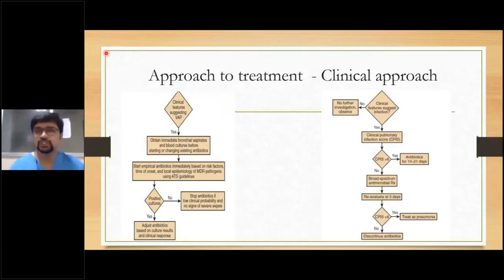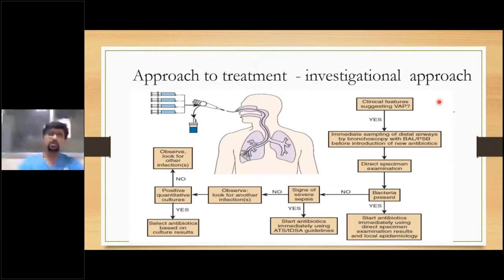That is the clinical approach they ended up telling. This is the investigational approach. Basically what they suggest is, if clinical features suggestive of VAC are there, then immediate sampling of the distal airways by bronchoscopy, by doing a bronchoalveolar lavage or a protected specimen brush, before introduction of new antibiotics.